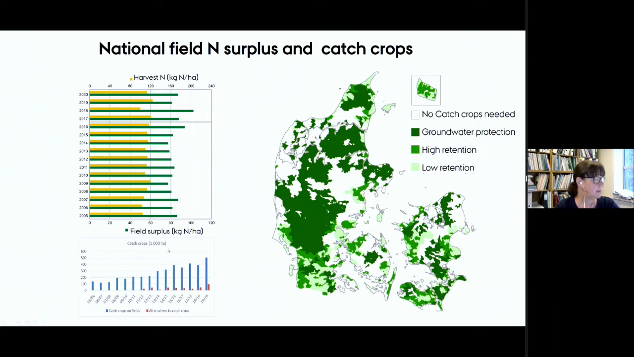To counteract this excess in fertilizer, catch crops were introduced, more targeted catch crops. And you see here how the area of catch crops has increased during the years from 2005 to today, and this increase will continue after this year.